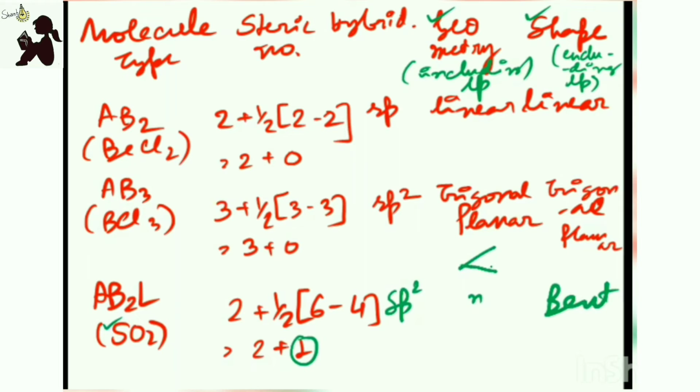So if trigonal planar has a geometry like this, and one of the bond pairs is excluded, what will it look like? It will be bent shape, right? The bond is removed from here, so it will be bent shape. Okay, then we go to the next molecules.